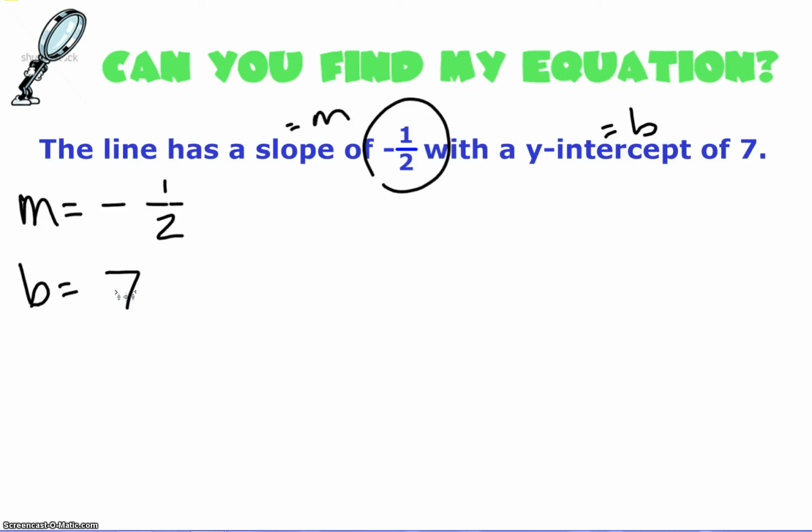This is the easiest kind that we can do because both pieces of information are given to you without any kind of work. Now that we have our information, we can write our equation. Y equals -1/2 x plus 7, and there's your equation.